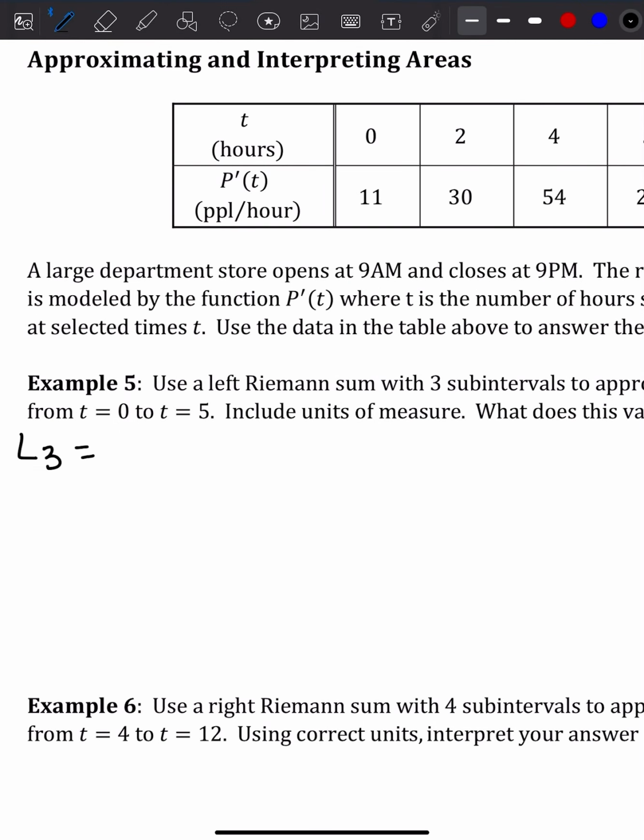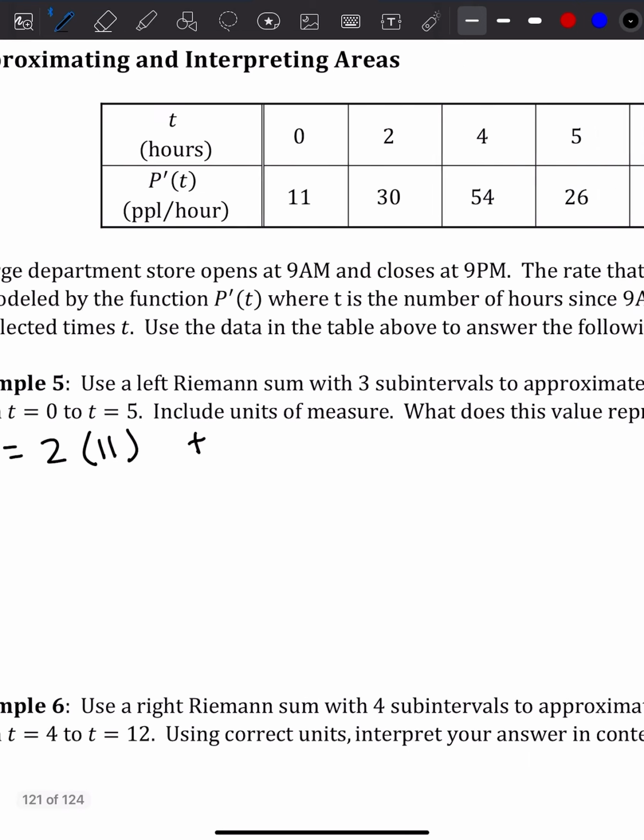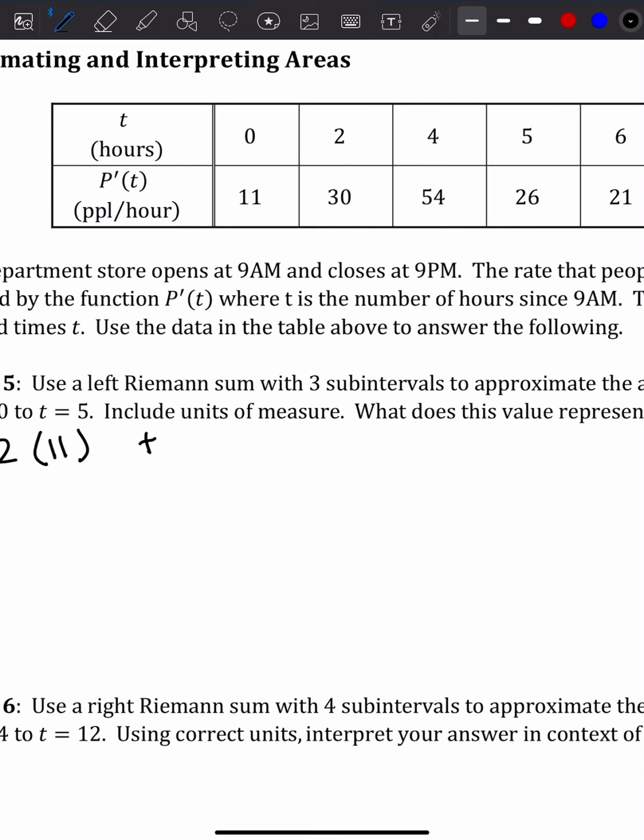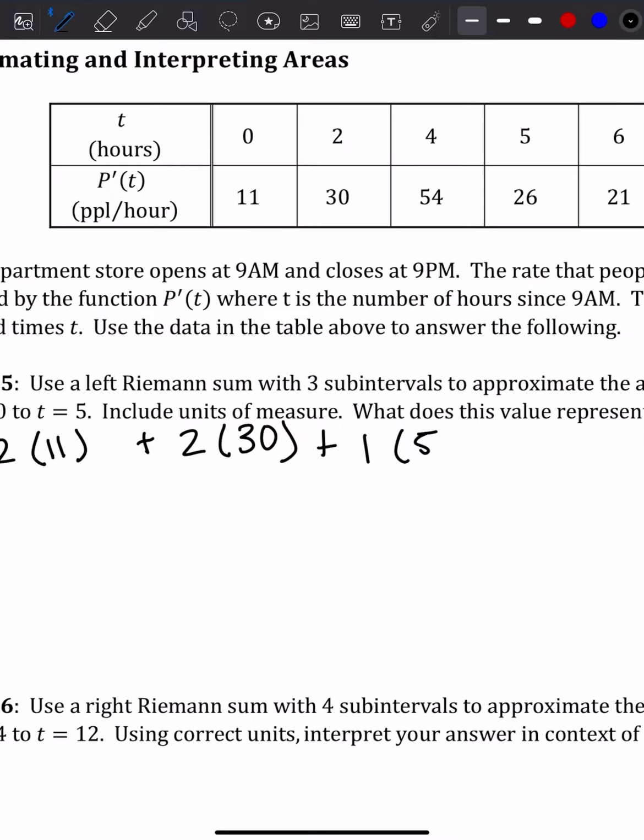The distance between our x values, 0 and 2, is 2. That is the base of our rectangle. Now we need to think about what is the leftmost function value. The leftmost number between 0 and 2 is 0, which means our y value, our height, is going to be 11. For the next piece, the distance between 2 and 4 is 2, and the leftmost number between 2 and 4 is 2, so I'm going to use 30 as my height. Our last one, the distance between 4 and 5 is 1. The leftmost number between 4 and 5 is 4, so we're going to use that y value of 54.